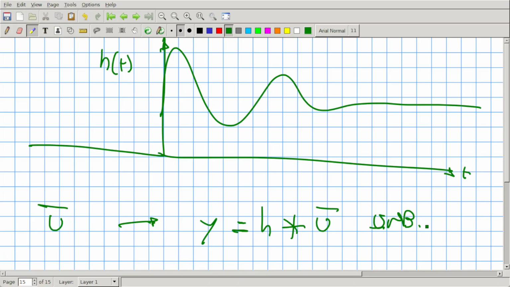Together? This is a classical question on the exam. Super classical question on the exam. If you find a system that is not BIBO stable, 99% I'm going to ask you to find a bounded u that leads to an unbounded y. Okay? This is not BIBO because it's not absolutely integrable.